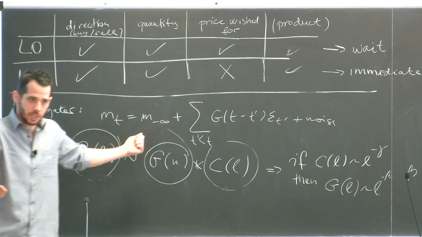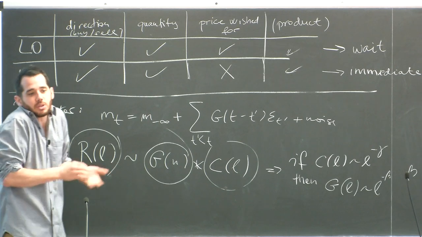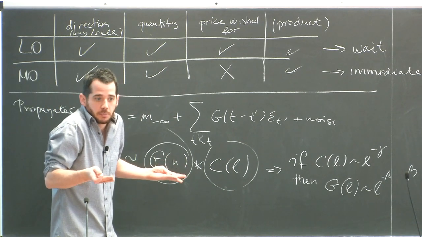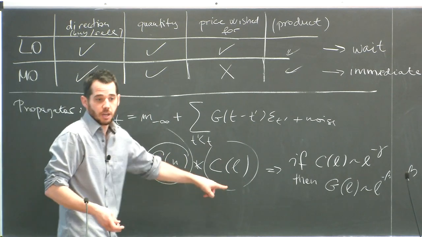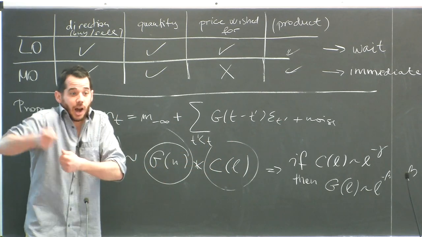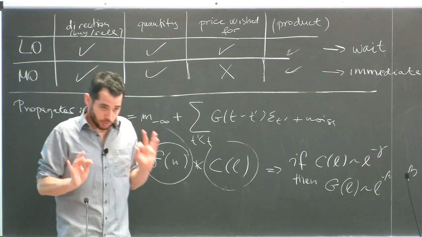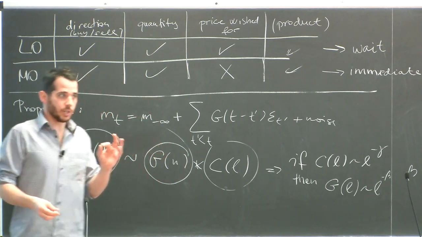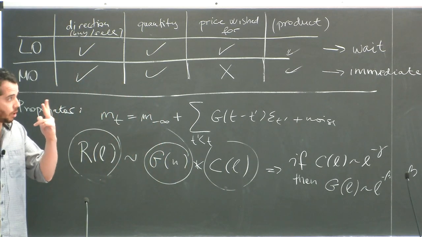I mean, the way the model is given, it's not that you have to set the value of beta, but you know how R and C behave. That will define how G behaves. It's a definition, and then you calculate in the market, but it will be the same. So what are the two things that are important here? I think, okay, two and a half things.